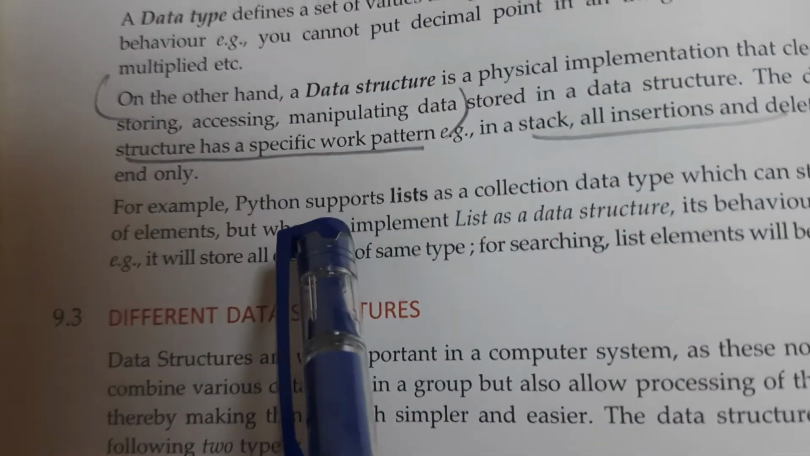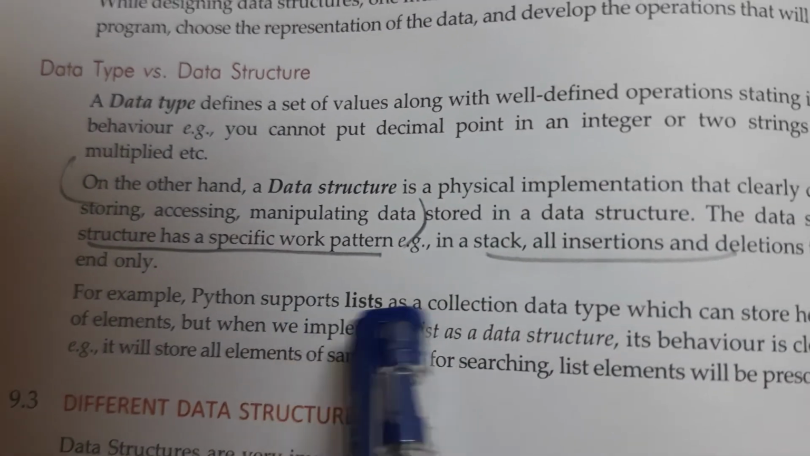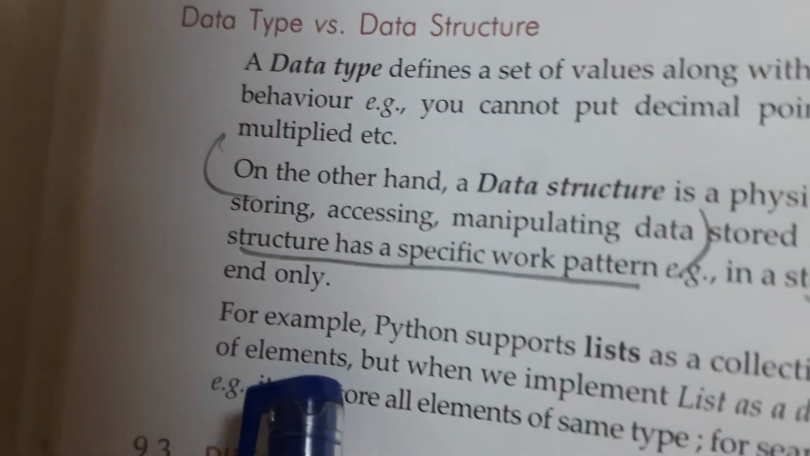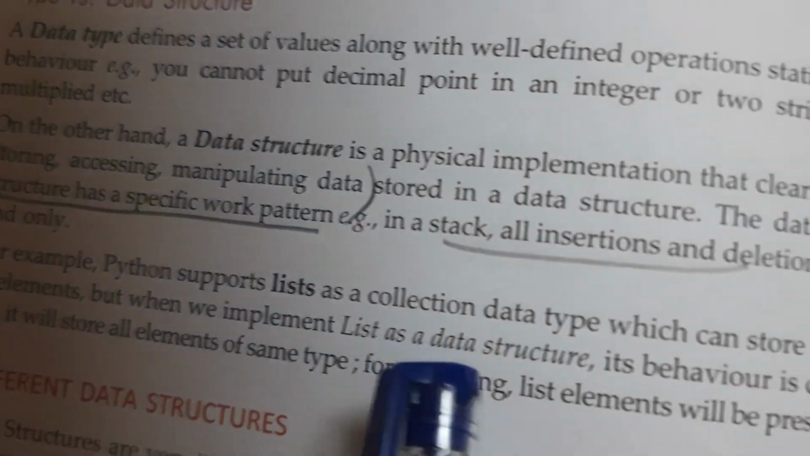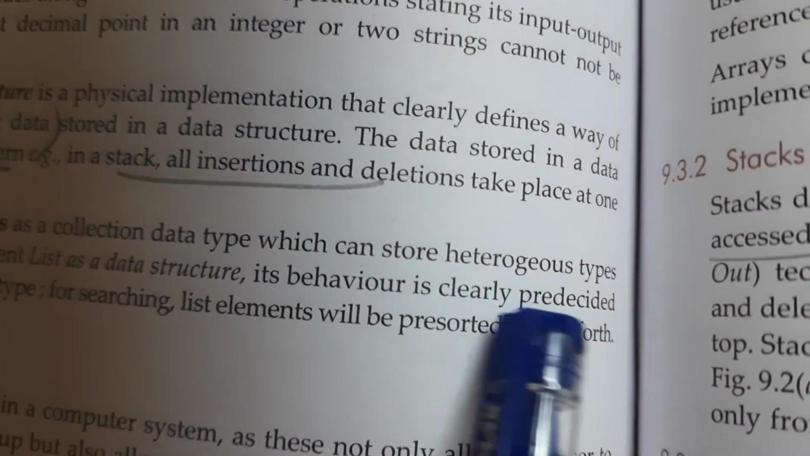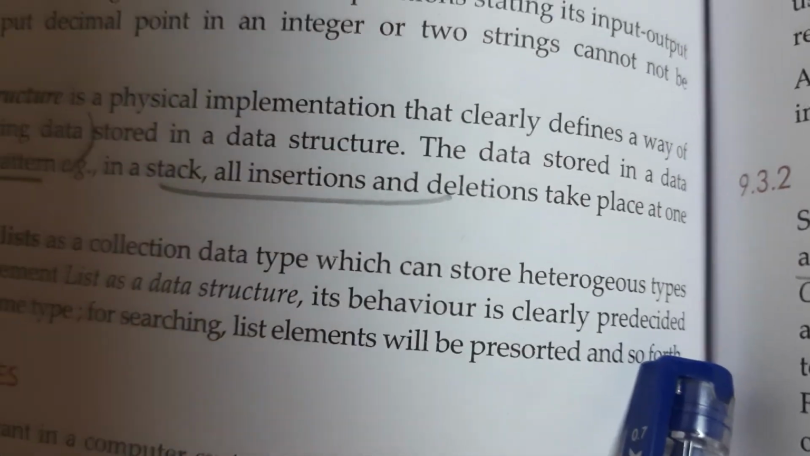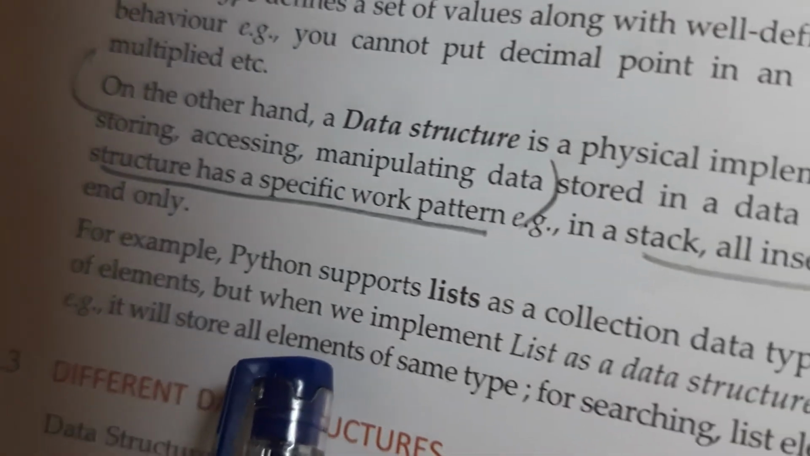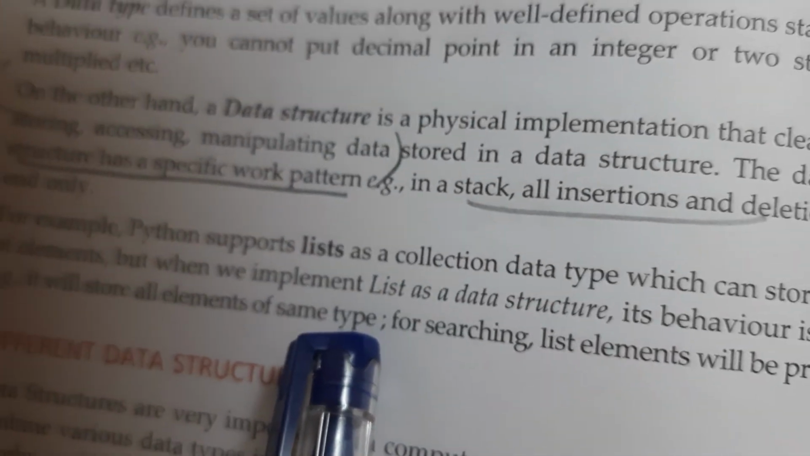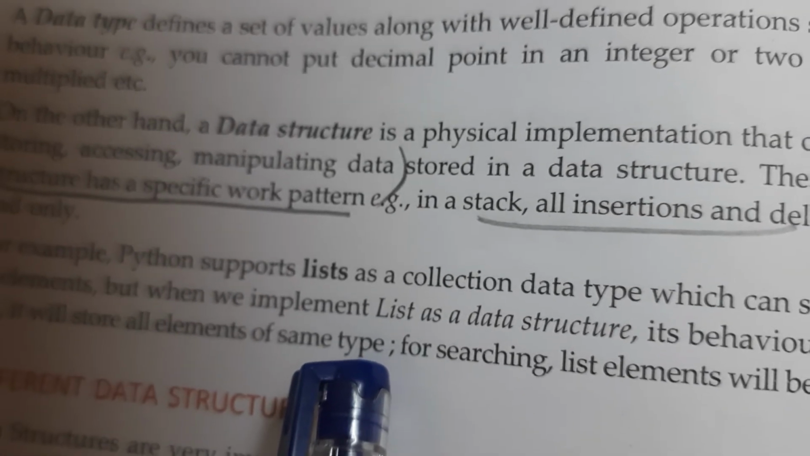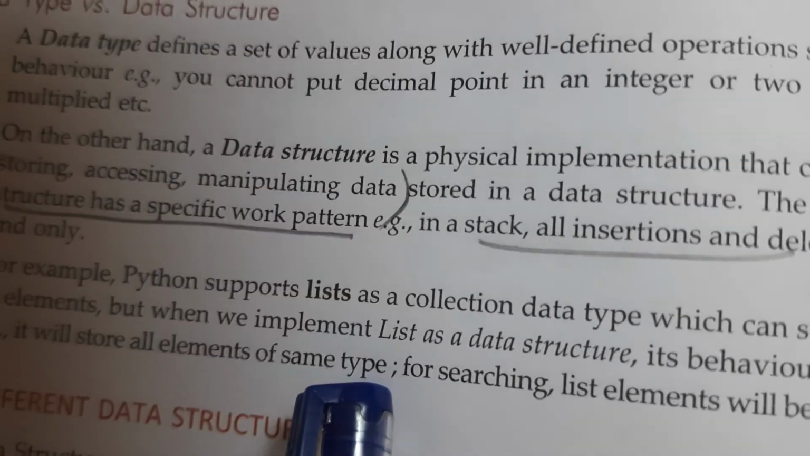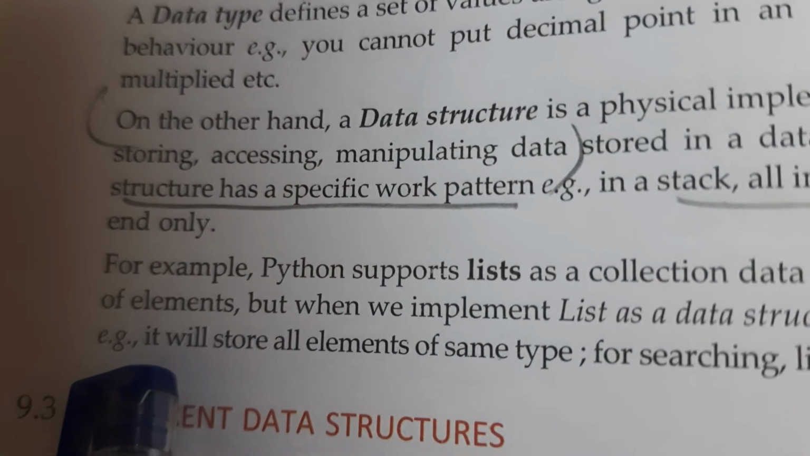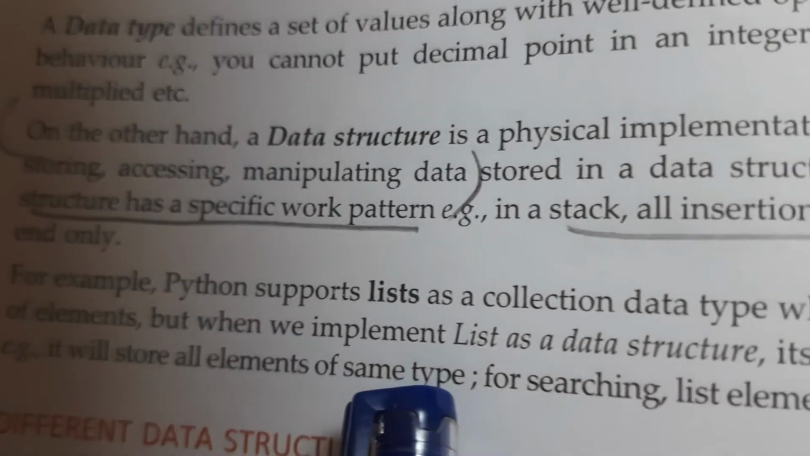Now in Python, we have a list as a collection of data types which can store heterogeneous types of elements. But when we implement list as a data structure, its behavior is clearly predicted, so pre-decided. How is it pre-decided? For example, it will store all elements of the same data type. But we learned the list data type can hold different data type elements, but when it comes as a data structure, here it is very important, you can have a note of it. It will store all elements of the same type.